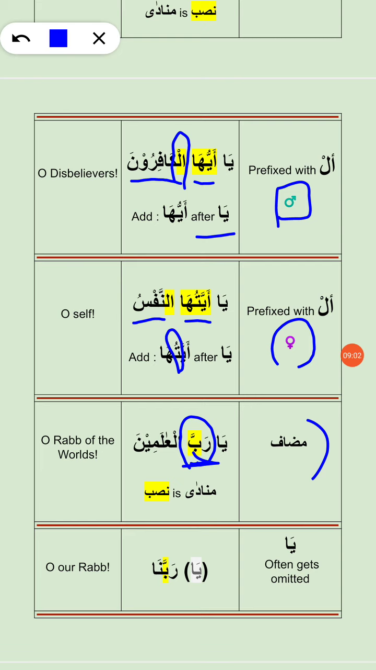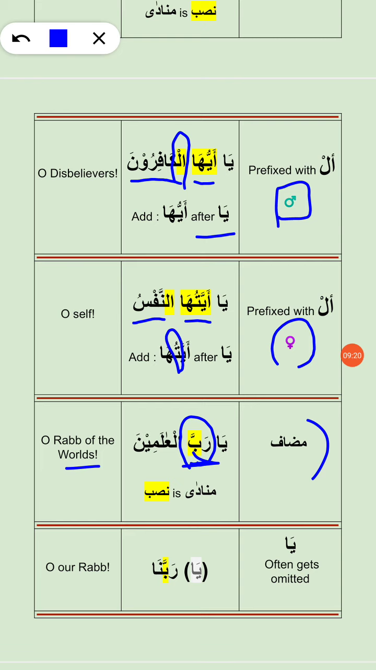Okay, in case you have noticed, whenever I begin the lesson, I start off with Amin Ya Rabbal Alameen. All right, I never say Amin Ya Rabbul Alameen. That is wrong. So you have to say Amin Ya Rabbal Alamina. Okay, O Rabb of the worlds.